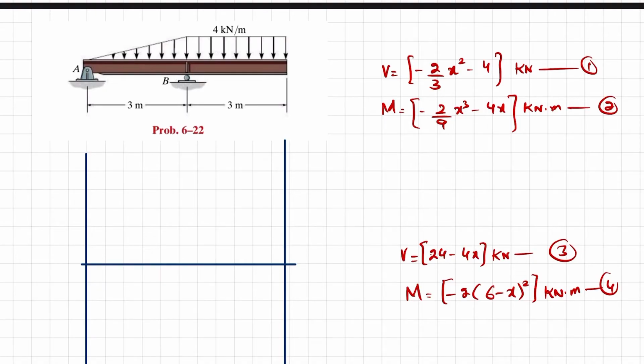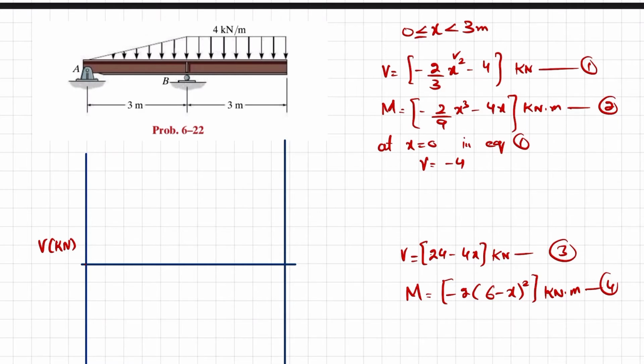Now you have to draw the shear force over here, which will be in kilonewton, and how we will draw it. You have equation number 1 that is valid for x greater than or equal to 0 and less than 3 meter. So at x is equal to 0, when you put x is equal to 0 in equation 1, you will get shear force V is equal to minus 4.